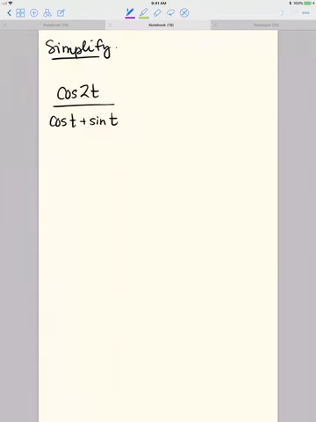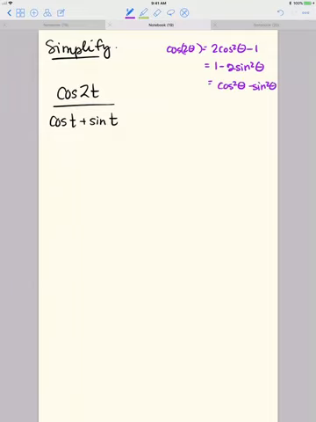All right, next one. I've got a double angle for cosine divided by cosine of t plus sine of t. So I need to go and look at my cosine double angle formulas. And those were 2 cosine squared of the angle minus 1, or 1 minus 2 sine squared of the angle, or cosine squared of the angle minus sine squared of the angle.